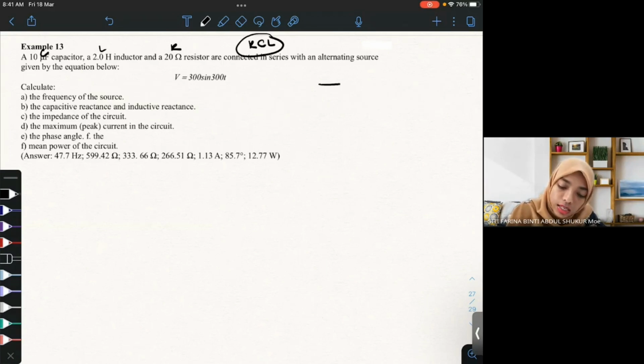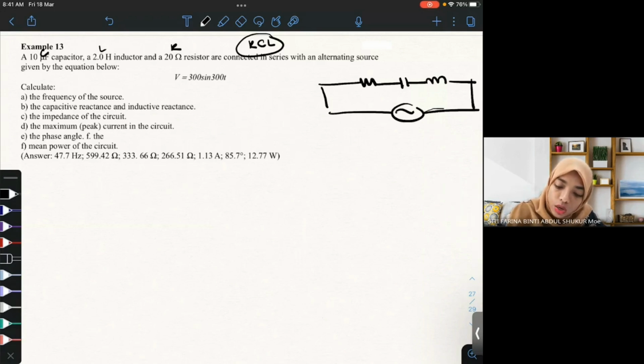So this is an RCL circuit. Dan dia kata it is connected in series to the voltage RMS kita. Dia tak bagi secara nilai, dia bagi equation dia iaitu 300 sin 300 T. Where we have general equation for V which is V naught sin omega T.